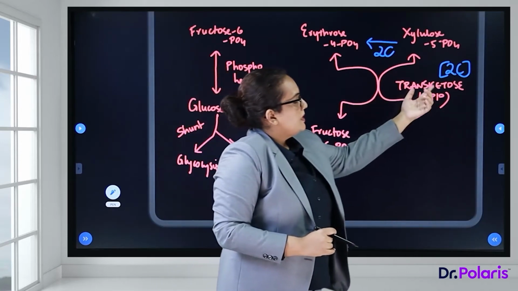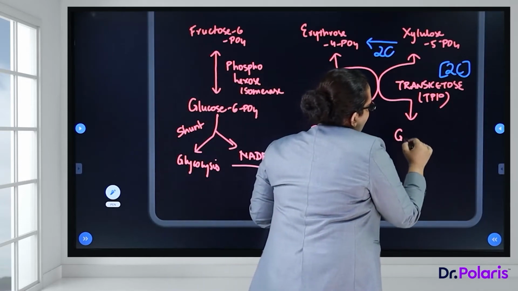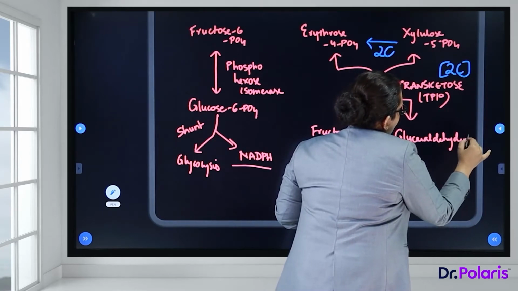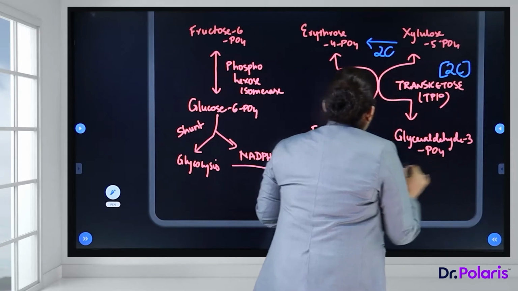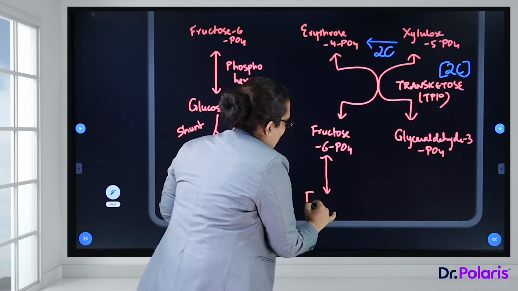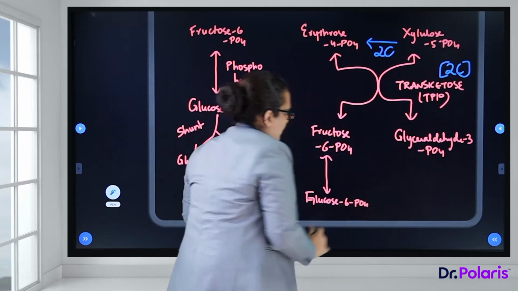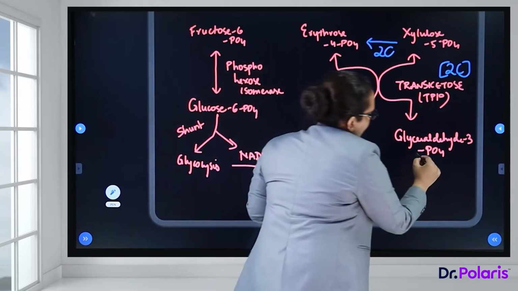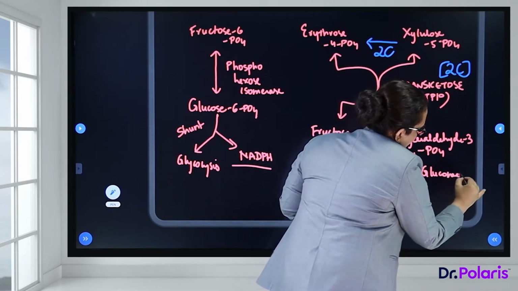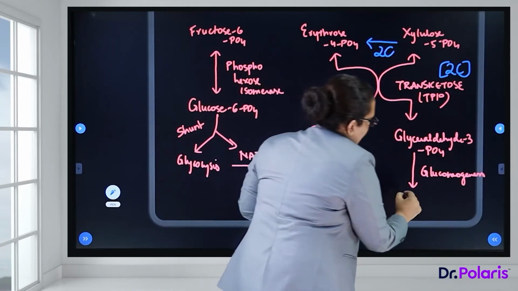And if you subtract 5 minus 2, you get a 3-carbon compound, an aldose sugar, that is glyceraldehyde 3-phosphate. Again, fructose 6-phosphate can form its functional isomer, glucose 6-phosphate. And glyceraldehyde 3-phosphate can enter into gluconeogenesis, where it can form glucose 6-phosphate.